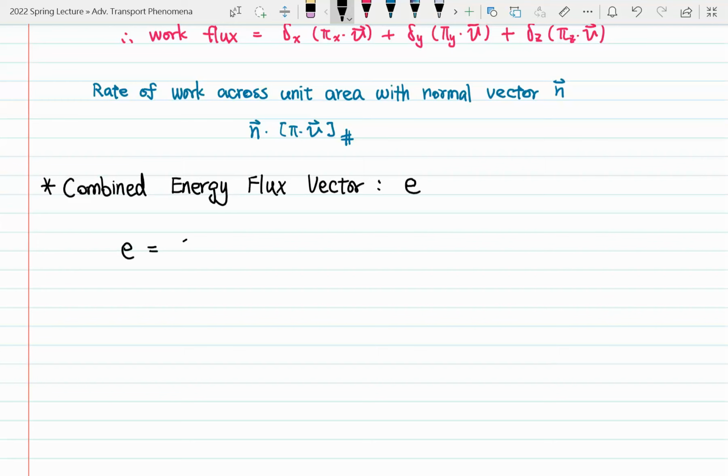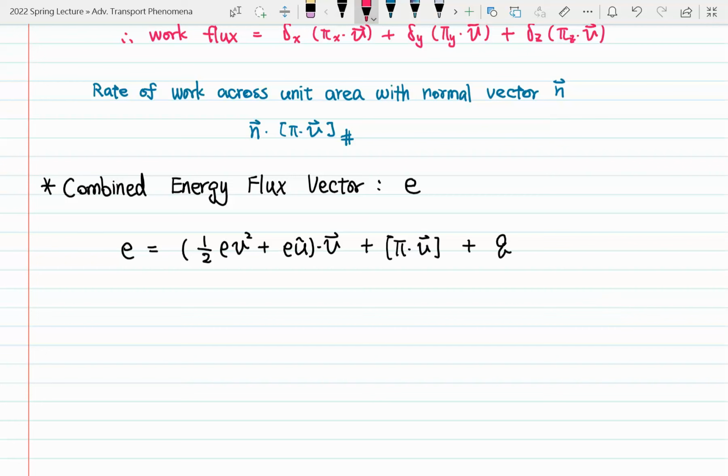So we just introduced the convective flux equals the kinetic energy plus internal energy times the velocity. And then the work flux would be the dot product between the stress tensor and the velocity. And then finally we have q, which is heat conduction by molecular mechanism.